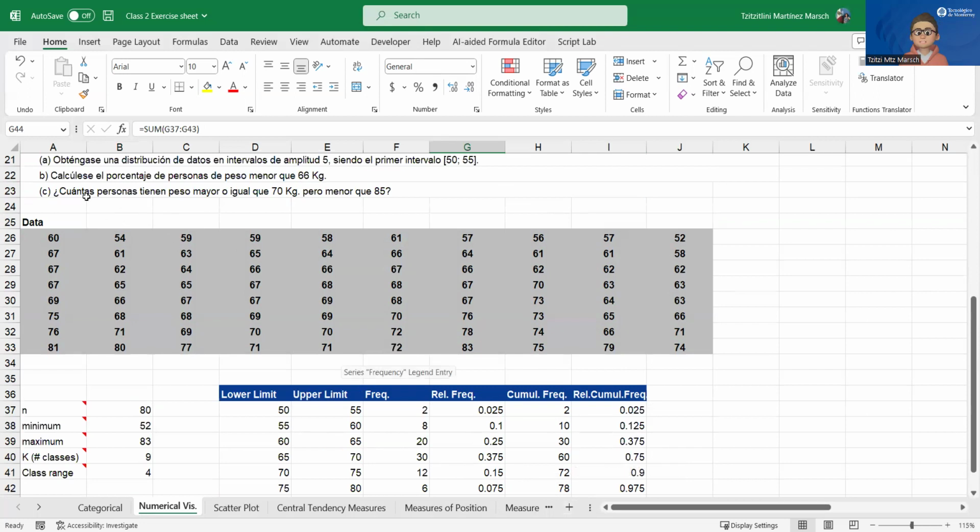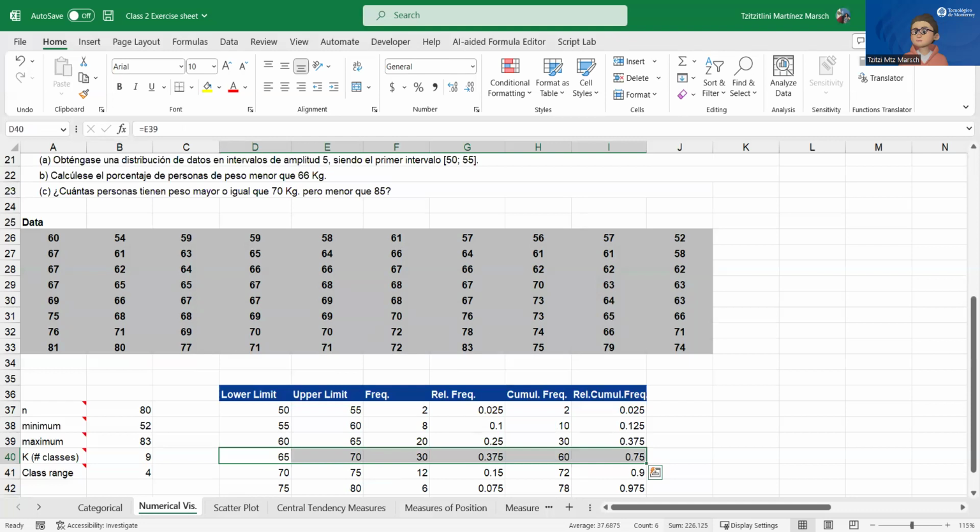Then it says calculate the percentage of people with a lower weight of 66. So it's going to be right here. Since we have classes, we can't get the real number, not with a frequency table. We can do it later on with percentiles, not a percentage necessarily, but be able to say what position it is. But right here, we can say other things.